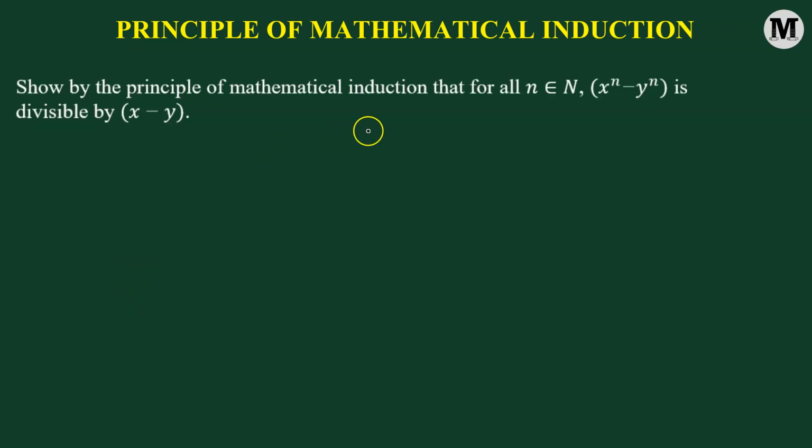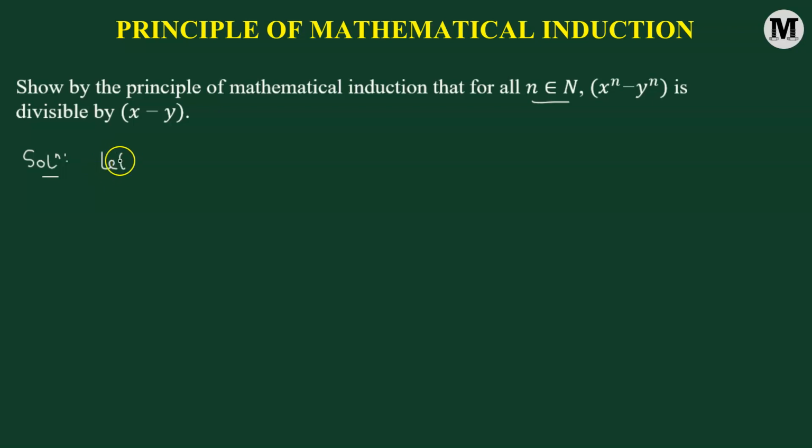Show by the principle of mathematical induction that for all n belonging to the set of natural numbers, x raised to the power of n minus y raised to the power of n is divisible by x minus y. Okay, let us begin. Here we are given a statement that x raised to the power of n minus y raised to the power of n is divisible by x minus y.